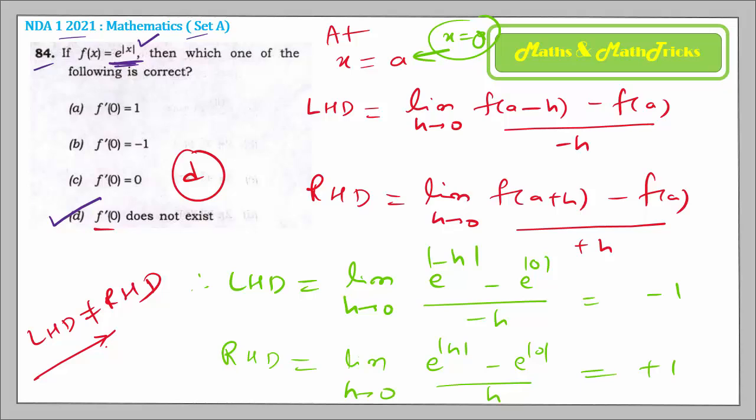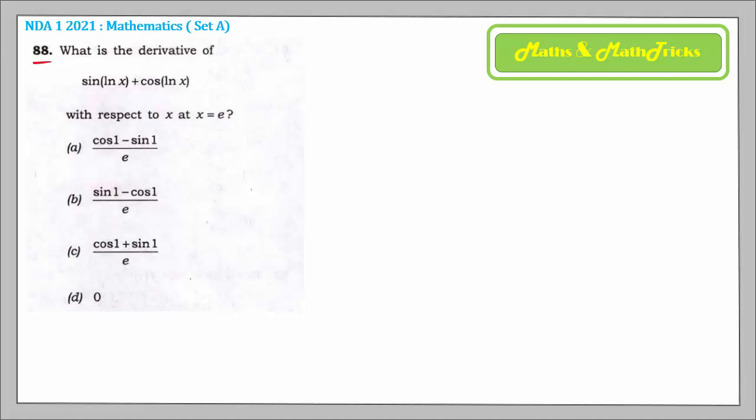Remember well. So coming on to the next question now, the 88th question, it was from the NDA 1 2021 paper, which asked about the derivative of the function sine of ln x plus cos of ln x. Well, this was one of the easiest questions. So what is the derivative of sine of ln x?